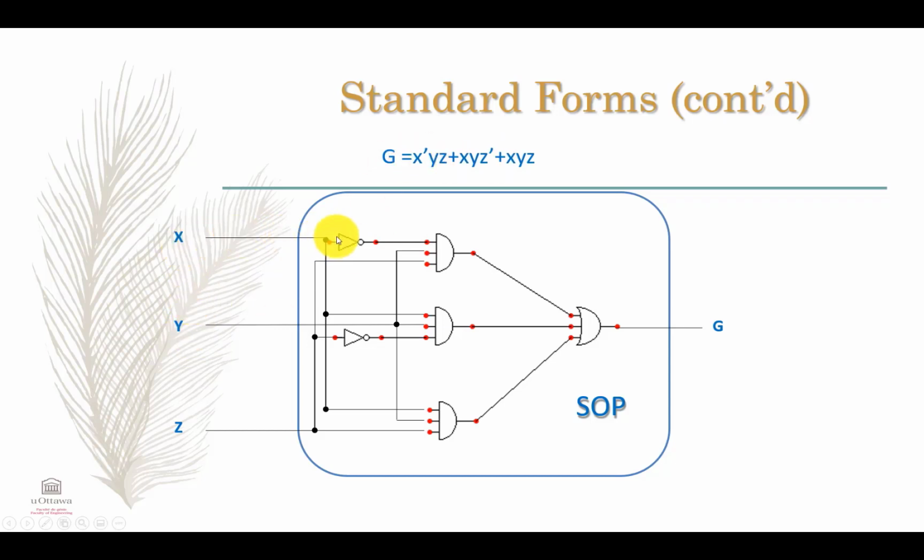So I will take X as true and add it to this AND. Then I will have Y and add it as an input for this AND. And then I will have Z prime and add it as an input for this AND. Similarly, I will apply the same thing for the third term here, where I have all of them in true format. And then we will OR them together. That is called the sum of products. We are summing the products.